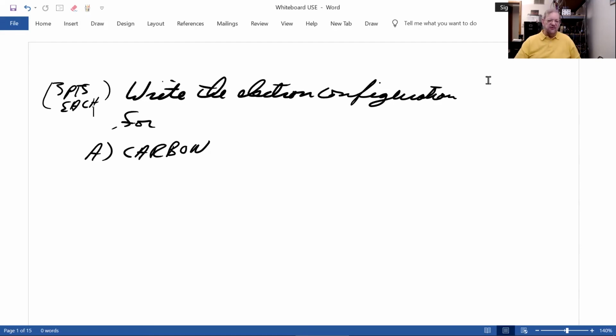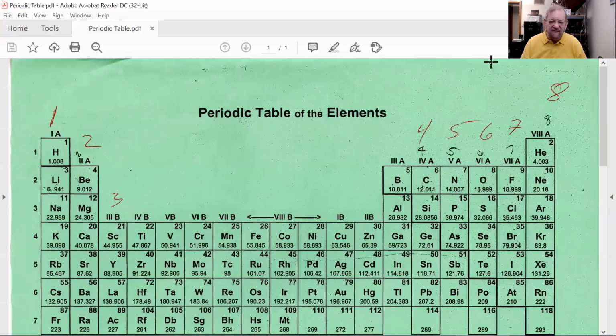So the question is, write the electron configuration for carbon. And how do you do carbon? Well, first of all, remember, electron configuration is for all the electrons. I'll say it again. Electron configuration is for all the electrons in an atom. And how do you find that out? You go to your friendly neighborhood periodic table.